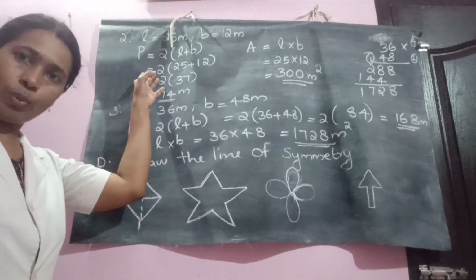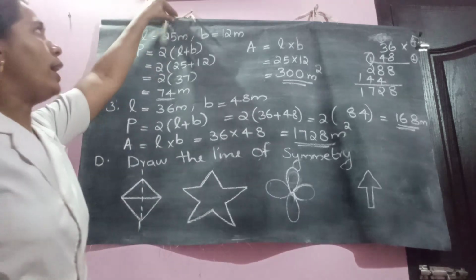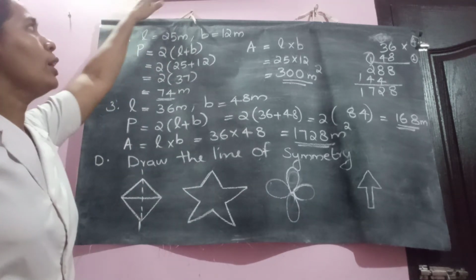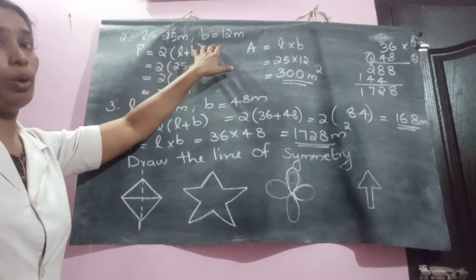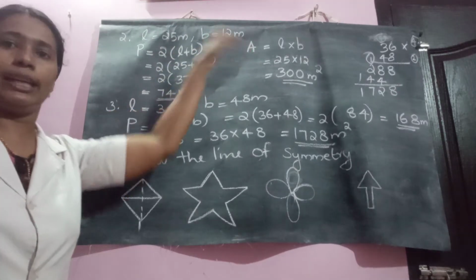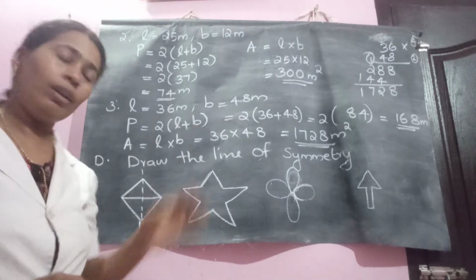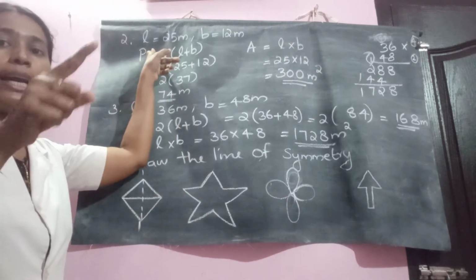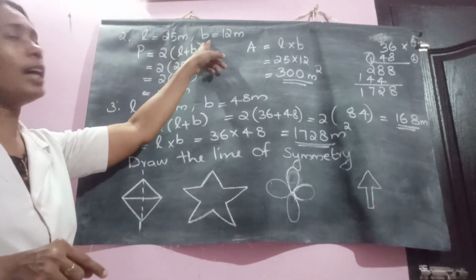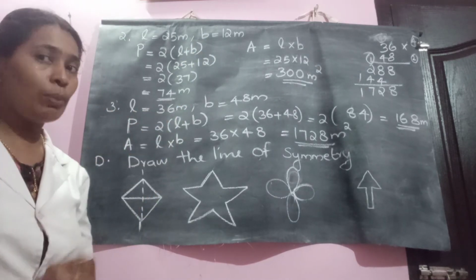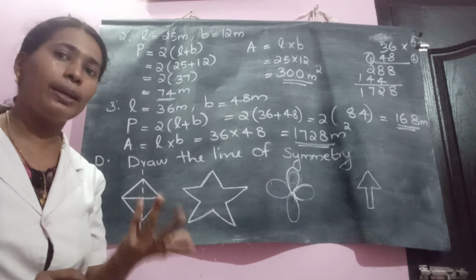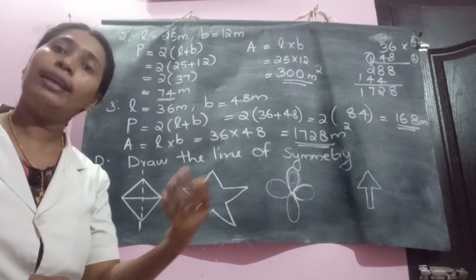Question number 2. L, length, equal to how much is given? 25 meter given. And breadth equal to 12 meter. Length in short, how do you write? Small letter l. Breadth, small letter b. Then what is to be found out? Perimeter and area.